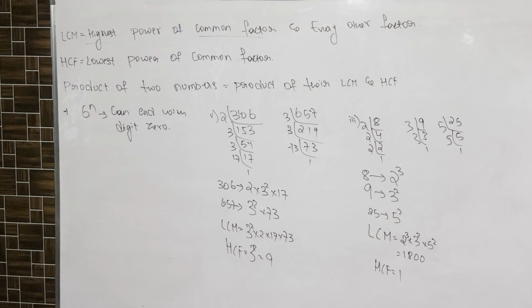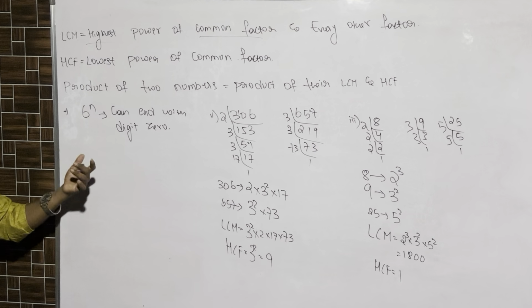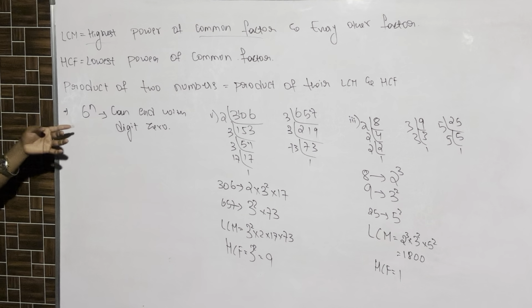In most of the cases, you will directly put the value of n as 1, 2, 3, 4. If you take 6, 6 power 1 is 6, 6 power 2 is 36, 6 power 3 is 216. So it will end with 6 but not with 0. That is not the actual way.